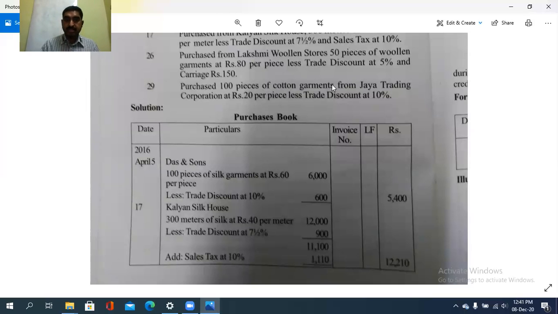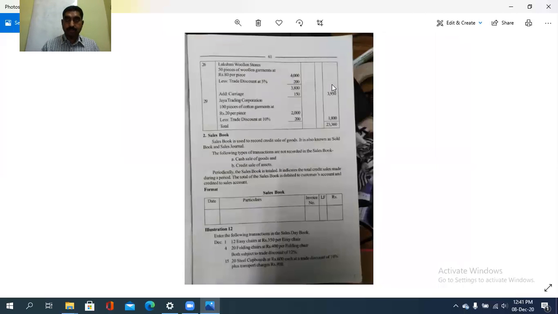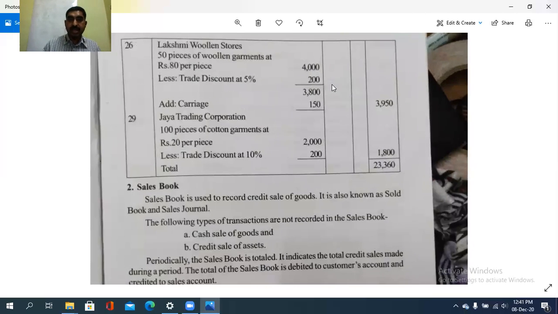That is for Kalyan Silks. And then purchased from Lakshmi Woolen Stores 50 pieces of woolen garments at 80 per piece. So 80 into 50, that is 4,000. Isn't it? Less trade discount 5%, 200, that is to be deducted, and carriage is to be added along with the purchases. So 150 added, that is 3,950.